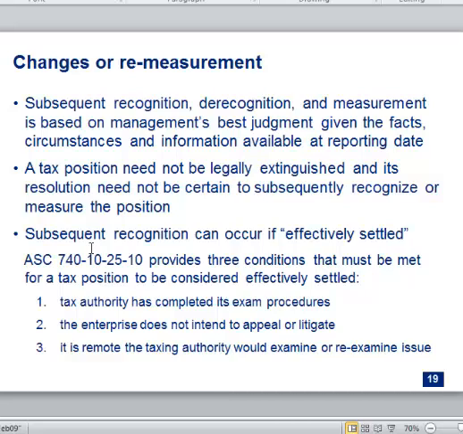It basically says if a tax authority has completed their audit, you're not appealing or making a mess of the issue that's going to irritate the auditor or make them want to audit you more. That's basically my words for the second bullet. And the third bullet is it's remote that the authority would come back and re-audit you. If all three of those things are true, then you can reverse your reserves even before the legal liability has lapsed and even though the agent hasn't actually addressed the issue.